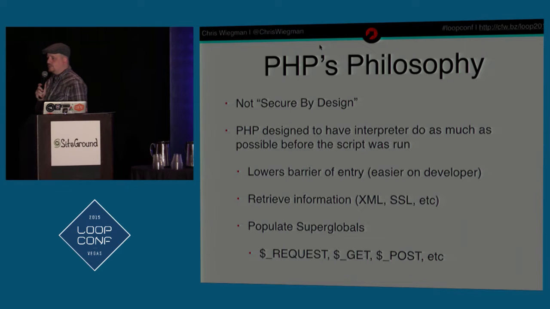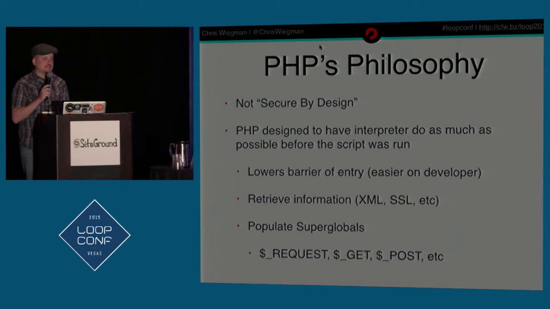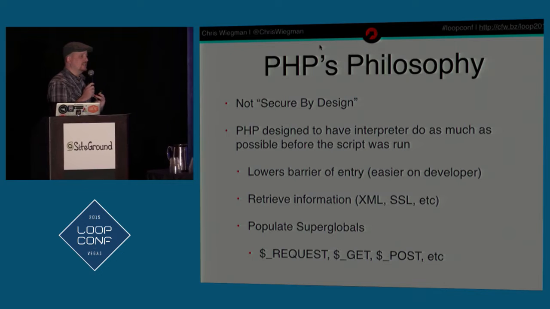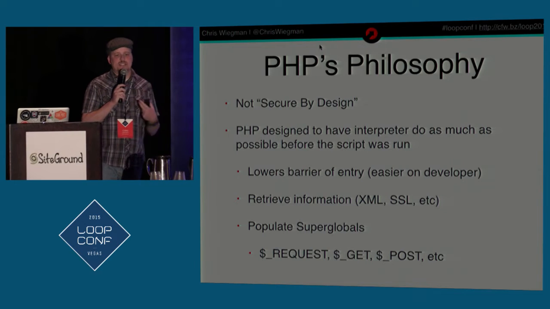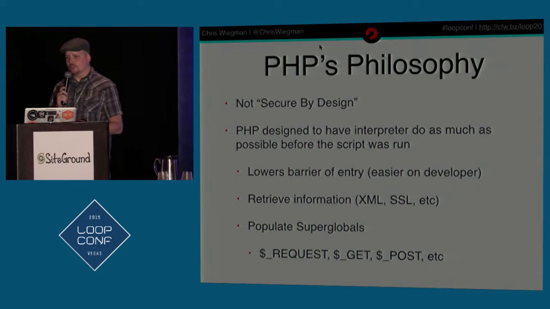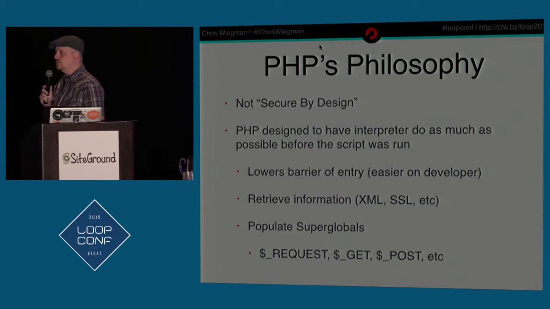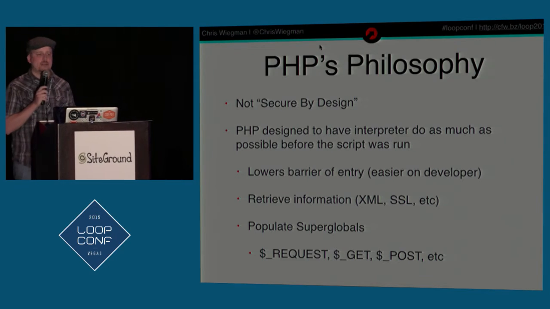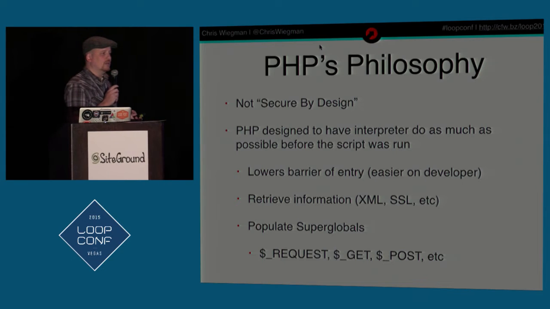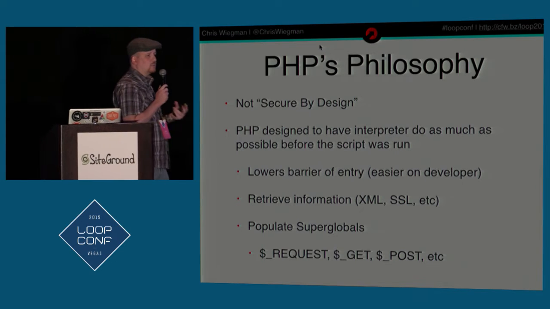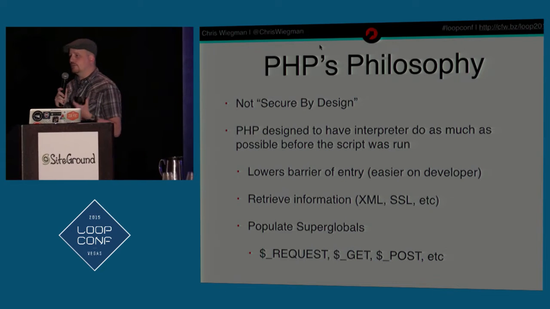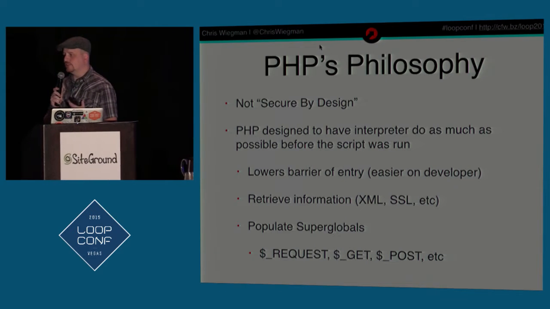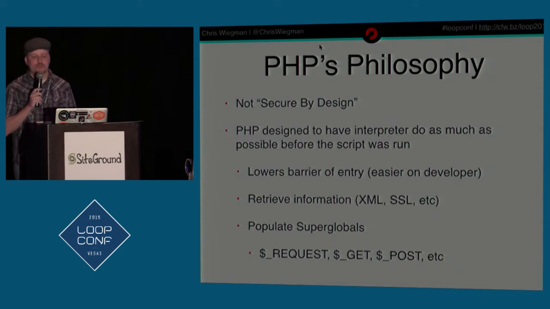It's going to retrieve information, XML, SSL, all this information that comes in, before your script ever gets it. And it tries to set certain things up for you, like the superglobals, request, get, post, without any respect to what's in those variables. How many times have we seen the classic exploits, echo post, whatever? That has a lot to do with the foundations of PHP itself and its initial intention of ease over security.